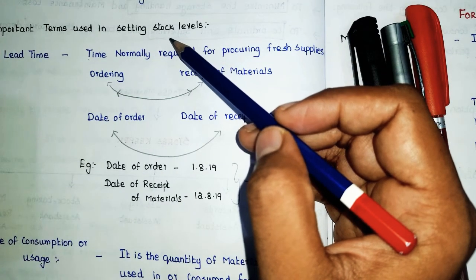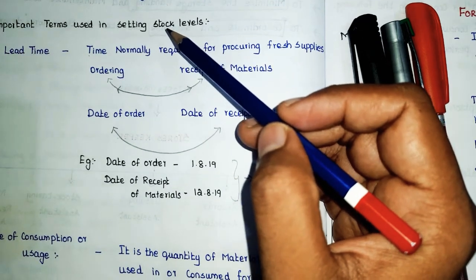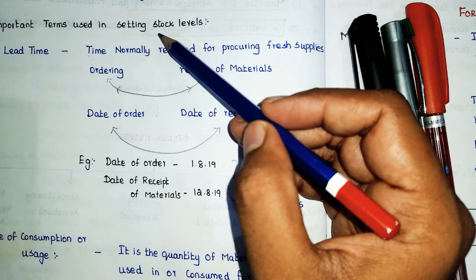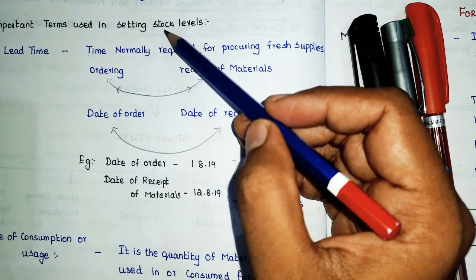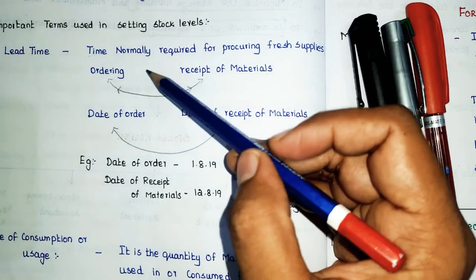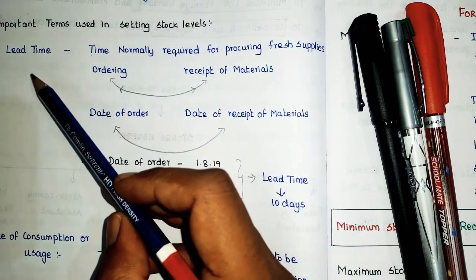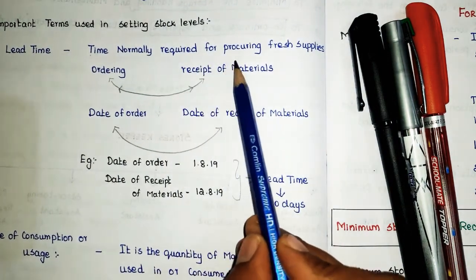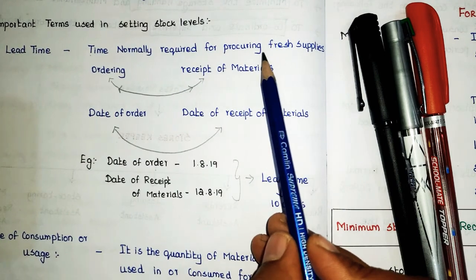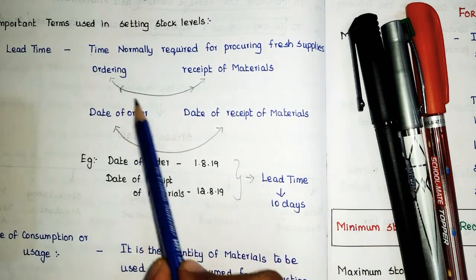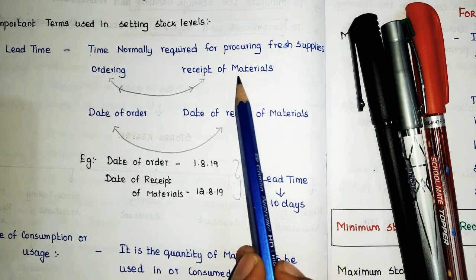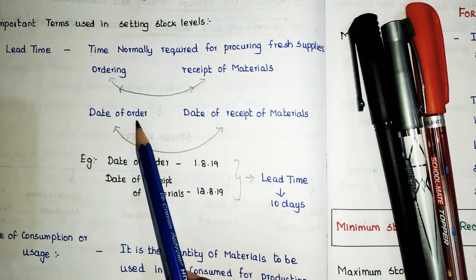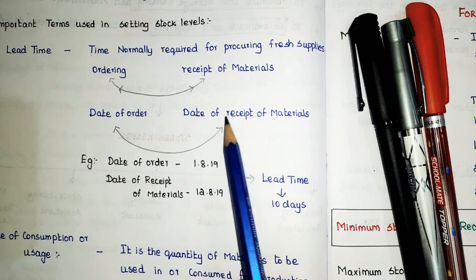We will continue with the techniques of material control. These are the most important terms in setting the stock levels. The first thing is lead time. This is the time normally required for procuring fresh supplies. That is, it is the time lag between the ordering and the receipt of materials. It denotes the date of order and the date of receipt of material.